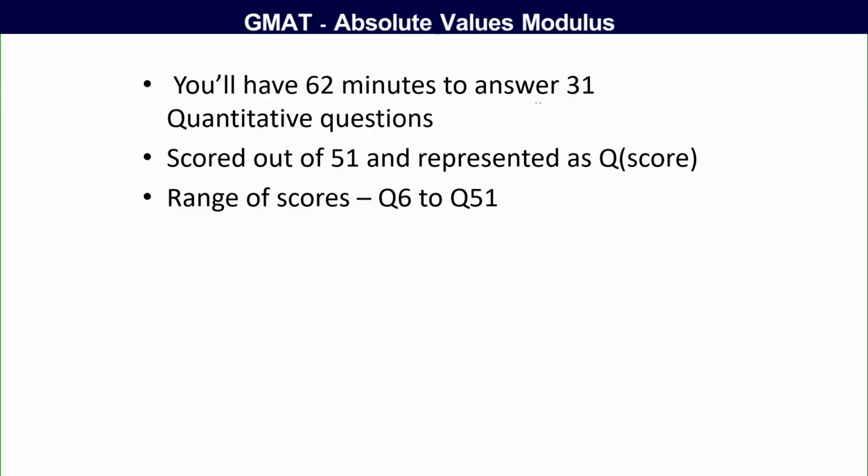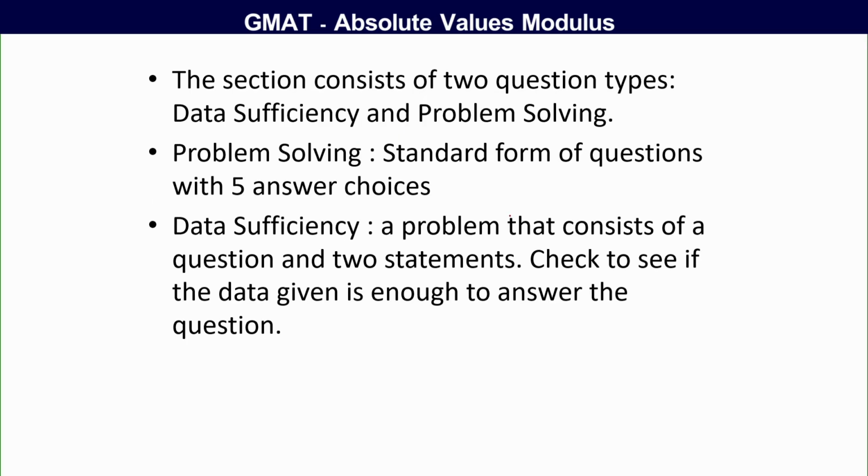You will have a total of 31 questions on the quantitative reasoning section, and you will have 62 minutes to answer them. It is scored out of 51, represented as Q followed by your score. The range of your scores is Q6 to Q51, and this section consists mainly of 2 question types. One is data sufficiency and one is problem solving.